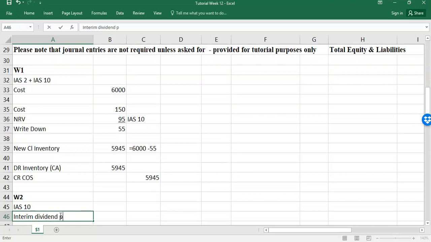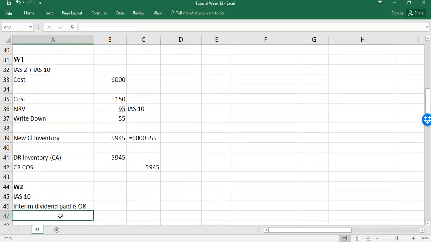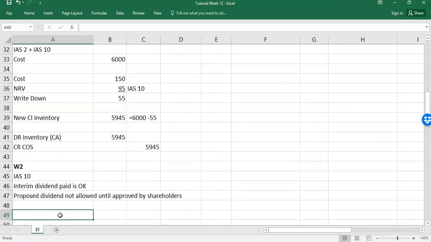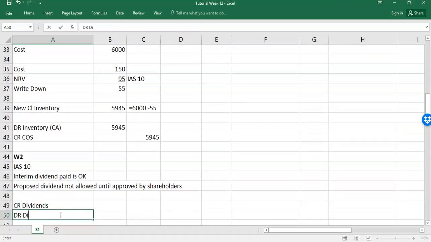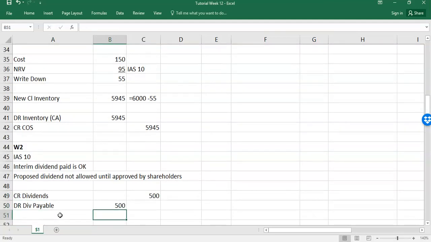Interim dividend paid is okay. Proposed dividend not allowed until approved by shareholders. So in this case, 500 of that dividend should be reversed. Credit dividends and debit dividend payable. That's clearly covered in IAS 10. What they've done for the dividend paid would be debit dividends credit bank, and that's fine because it's paid out, it must have been approved.